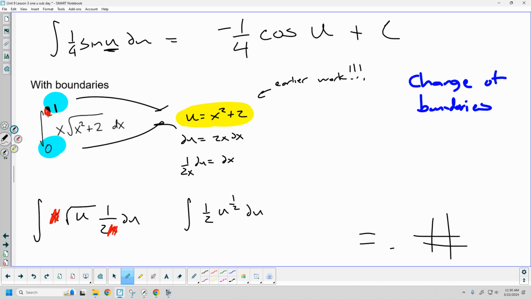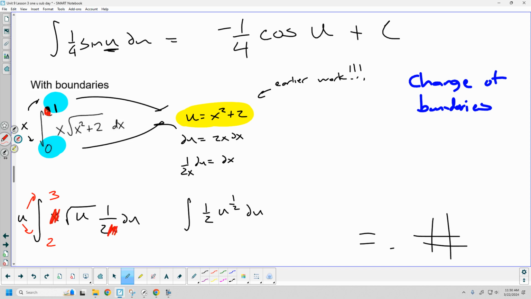0 and 1 are x's. Let's change them to u's. So I'm going to put 2 and 3. How did I do that? Tell your neighbor. You plug in 0 and 1 into x squared plus 2, you get 2 and 3.